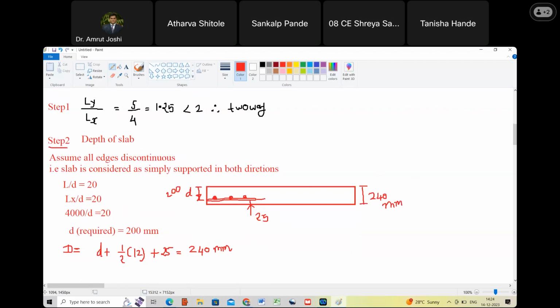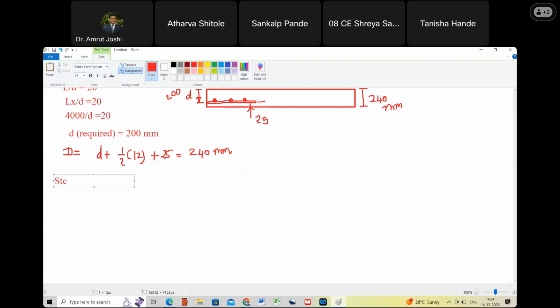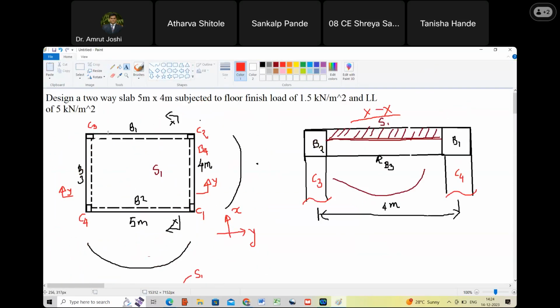Yes, sir. Now let us do the next step, and that is step number 3. What is step 3? Load calculation. Are you with me? Yes, sir. And for load calculation, what do we do? We consider a chunk of 1 meter by 1 meter on the slab. So this is 1 meter and this is also 1 meter. Happy?